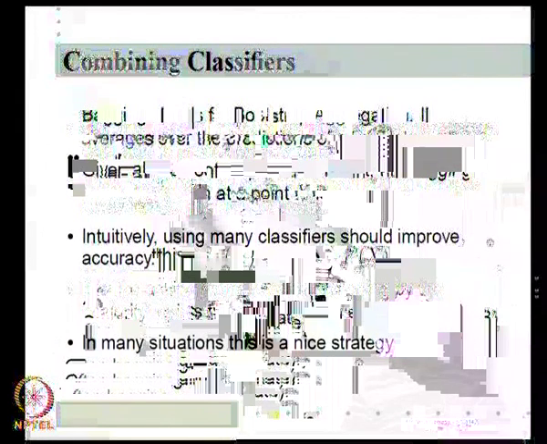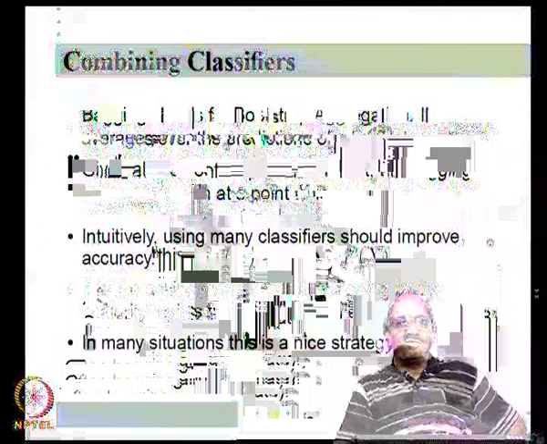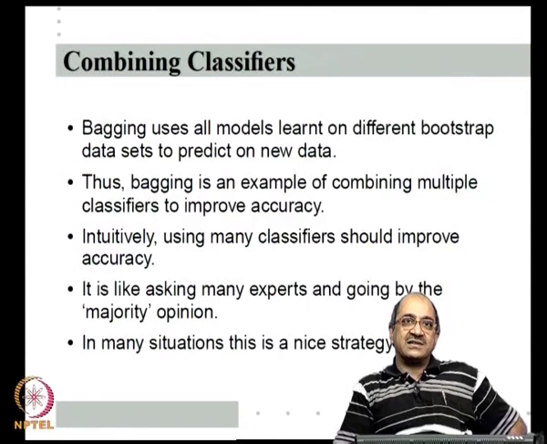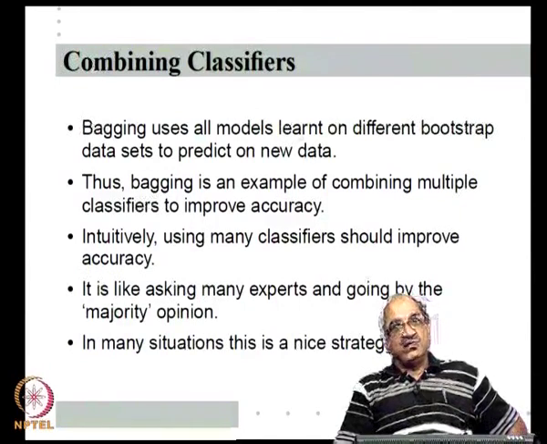In many situations, this is a nice strategy. A simple example which all of you would have seen is the audience poll in Kaun Banega Crorepati. Right? When the contestant does not know the answer to the question, one of the lifelines is the audience poll, whereby you ask all the people in the audience. Of course, nobody in the audience is any great expert. Each of them may have only a 55%, 60% chance of knowing the answer, which is the same as the contestant's chance. But if you ask enough of them and go by the majority, very often it works.